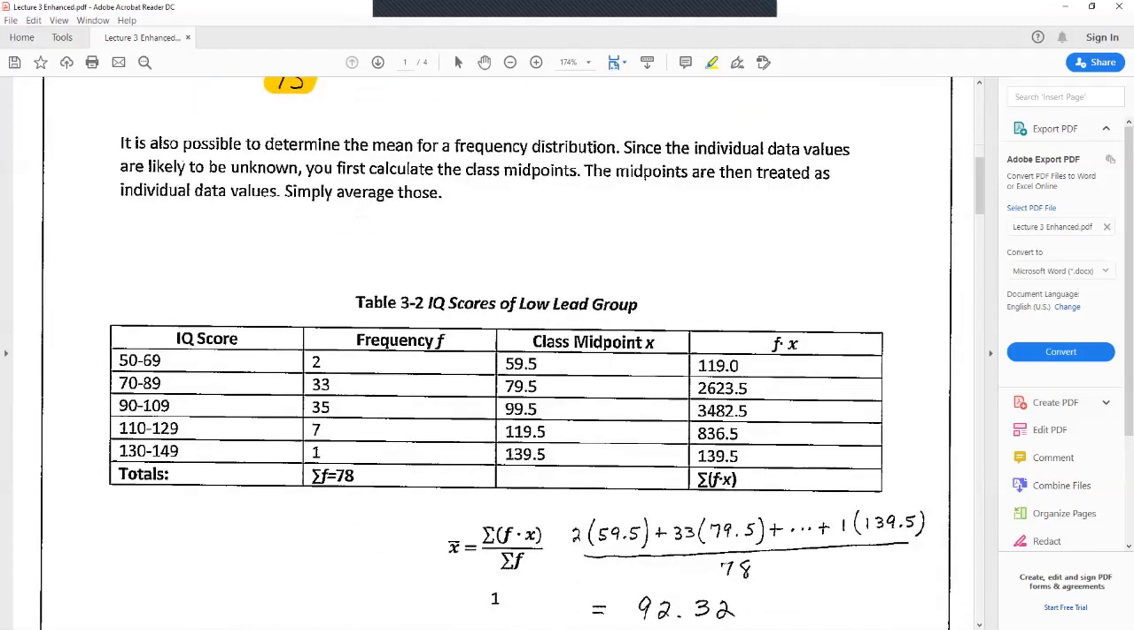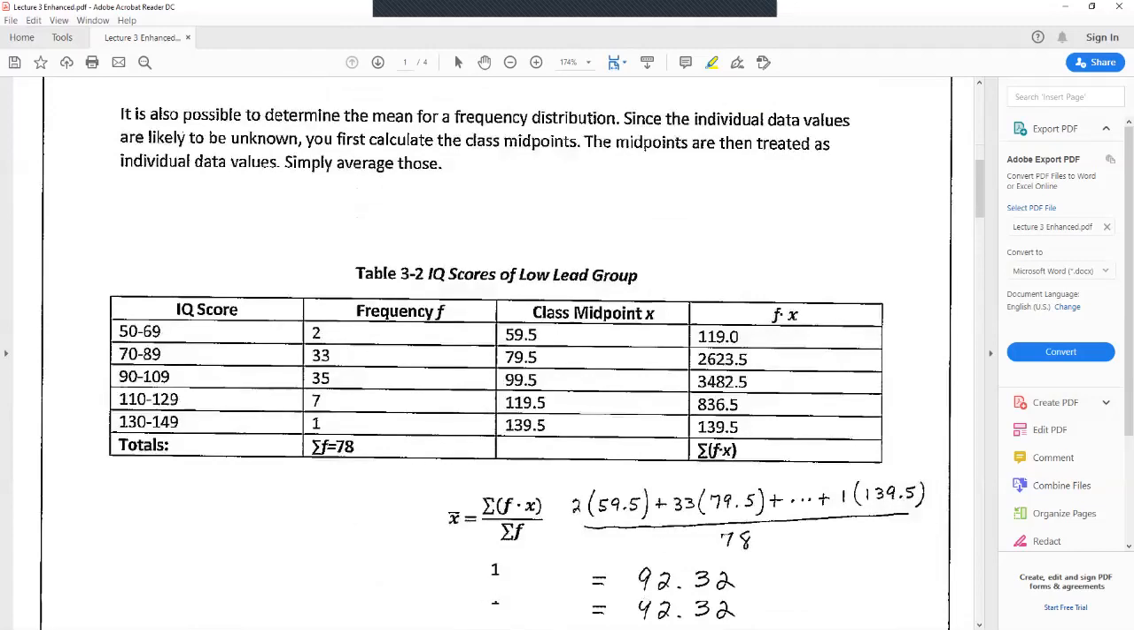Okay, let's look at this table here. At first, it may seem to be somewhat daunting. It should look familiar to you. We actually used it in the previous lecture. So we're back to the IQ scores.